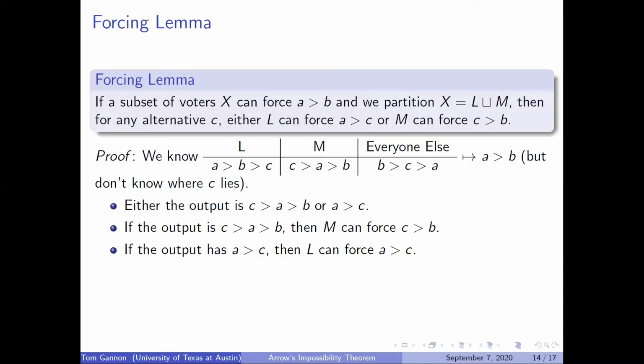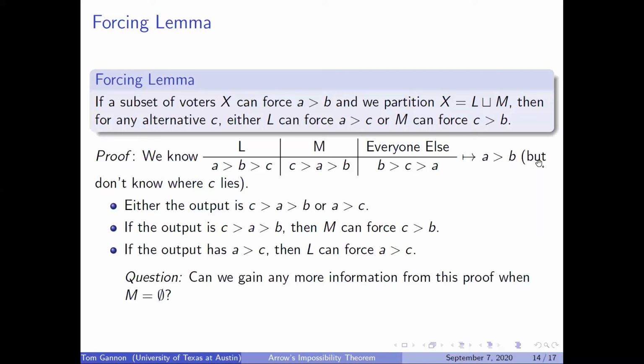So now let me ask you something. Can we gain any more information from this proof when M is empty, meaning there are no people in the middle of the room? And I'll give you a place to look: can the empty set force anything? So if no one votes C over B and everyone votes B over C, can C over B come out as the societal preference list?